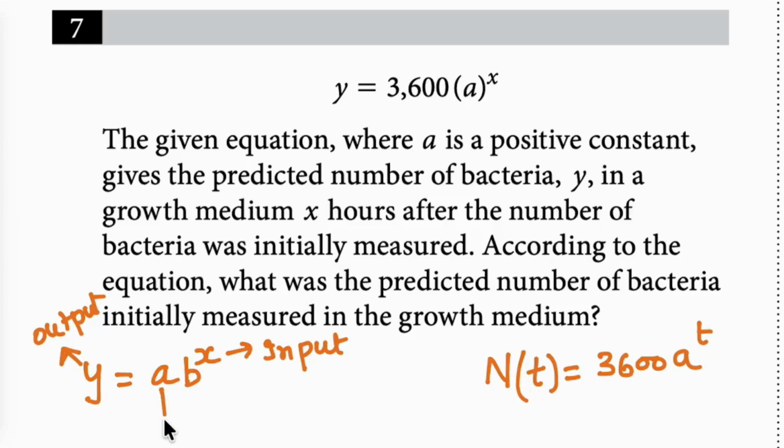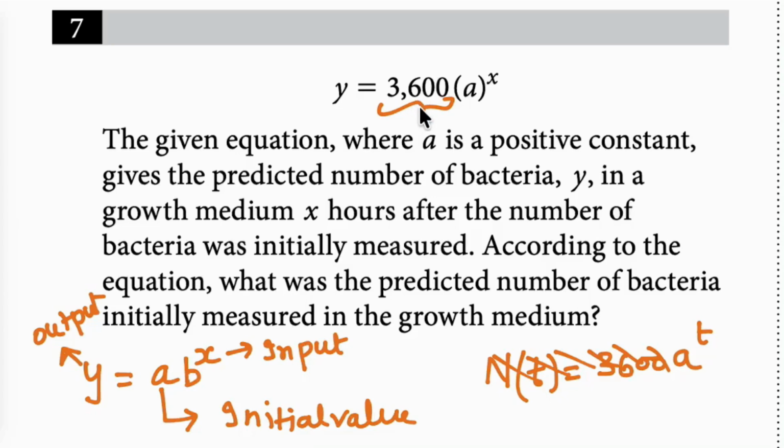And in this a is the initial value, right? You can ignore this part. I just try to tell every possible way we can write or understand. So this a is the initial value. And initial value is like when you started the experiment, what was the original number? Now this equation is showing me that this 3600 is the original number. Okay, let's see what is being asked.